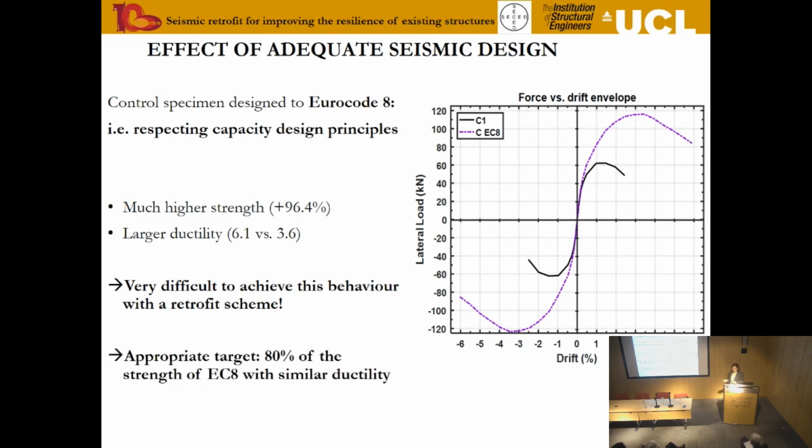So we looked into Eurocode 8, and within part 3, there's some guidance, I'm not sure exactly, but it says it's appropriate to target about 80% of the strength of a Eurocode 8 specimen with similar ductility. So that's what we set ourselves as a target for the strengthening.